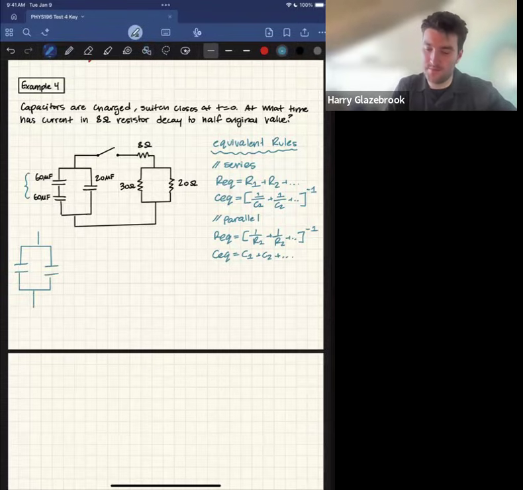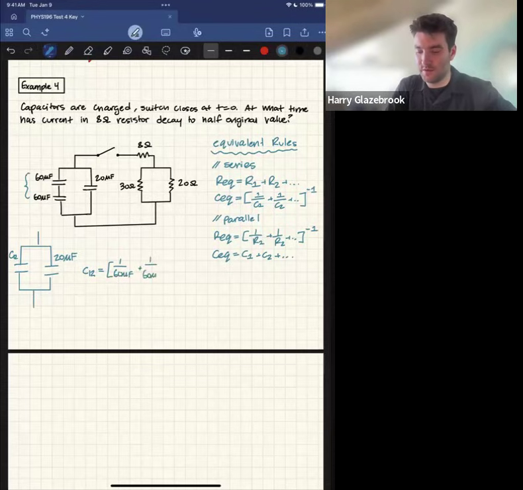So I'm going to combine them here. Let's call that C12. This is our 20 microfarad. I want to add these two 60 microfarad capacitors together in series. To do that, my series rule is 1 over capacitance 1, which is 60 microfarads, plus 1 over capacitance 2, 60 microfarads, and that is to the -1. Cool. So that's capacitance 1, 2.